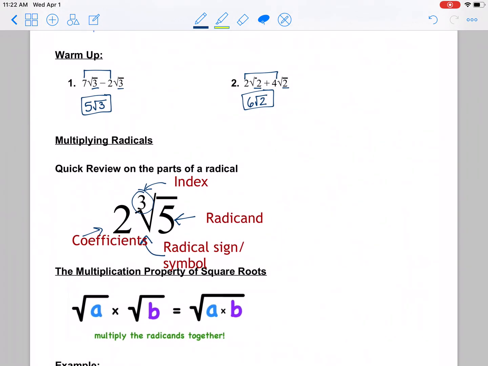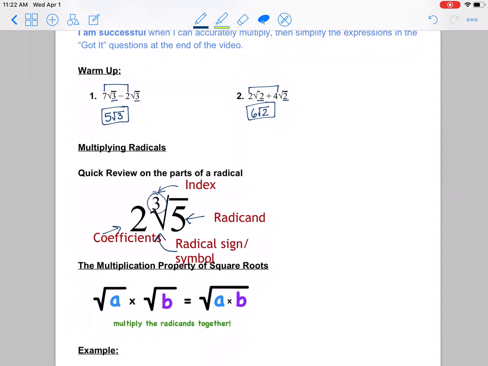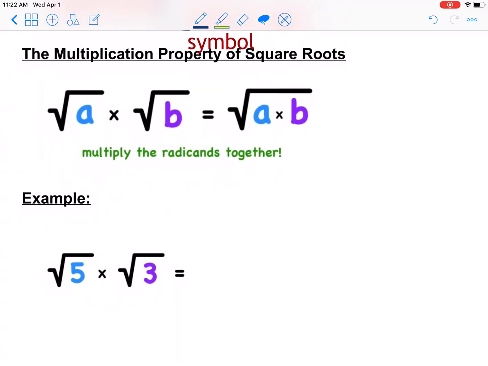Okay, now that we have our vocab down, let's move on to the multiplication property. All the multiplication property tells us is that when you have 2 different radicands, you can multiply them together. That's it. So let's do a quick example. If we have a radicand of 5 and a radicand of 3, all we have to do is multiply those 2 together.